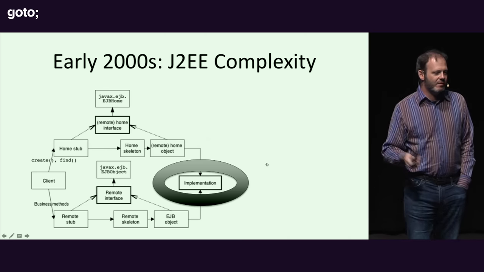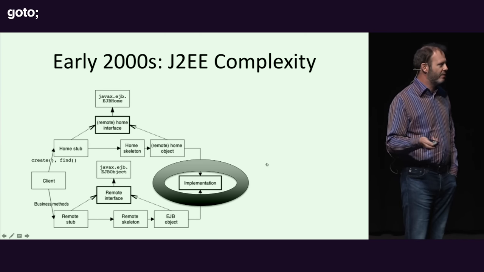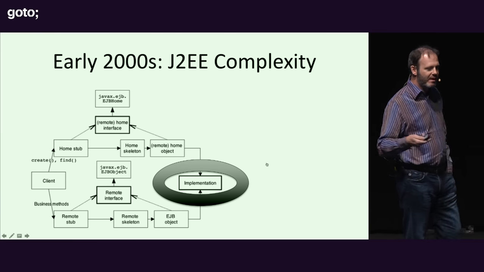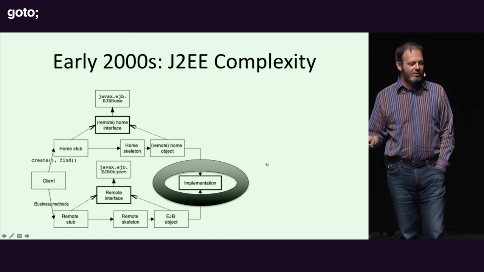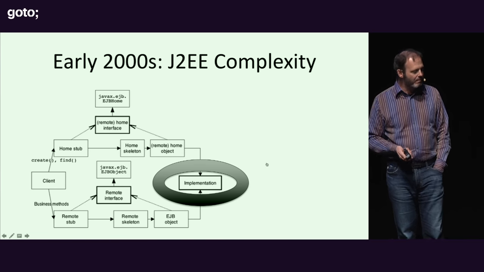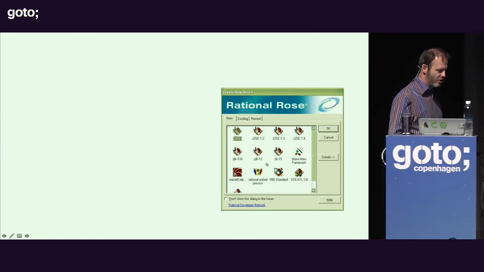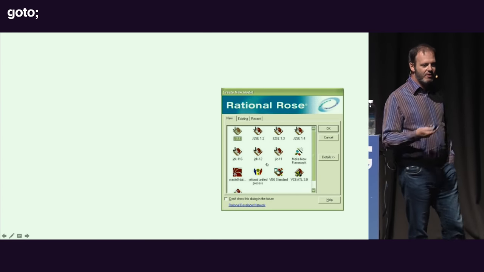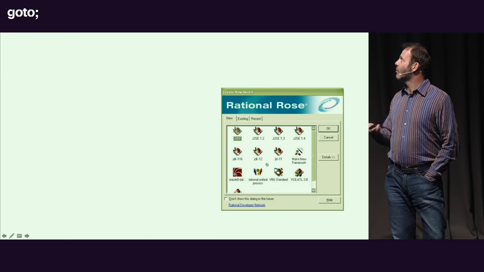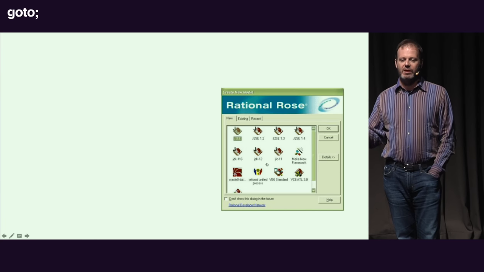And your choices at that point were like CGI or probably Cold Fusion. I mean, there was nothing out there. ASP.NET. There was nothing out there that was really very good. So at least in the Java community, people started to try to fix it. And they started to try to fix it via drawing pretty pictures. So remember Rational Rose, remember forward engineering.